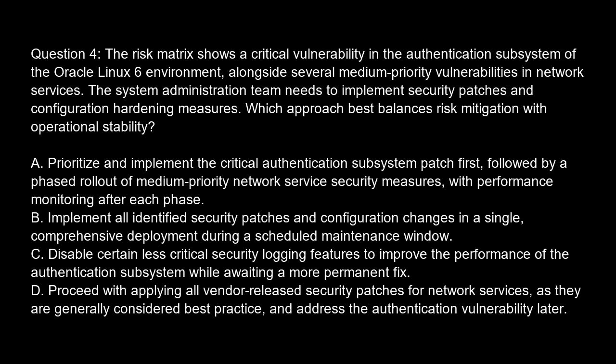Option B. Implement all identified security patches and configuration changes in a single, comprehensive deployment during a scheduled maintenance window. Option C. Disable certain less critical security logging features to improve the performance of the authentication subsystem while awaiting a more permanent fix. Option D. Proceed with applying all vendor-released security patches for network services, as they are generally considered best practice, and address the authentication vulnerability later.